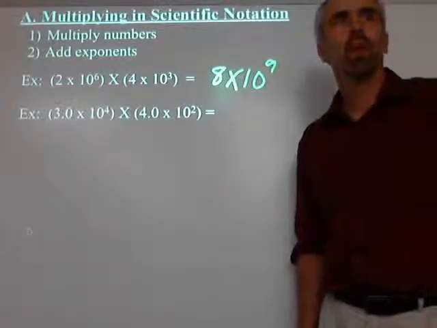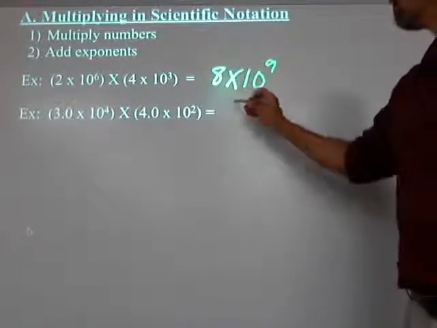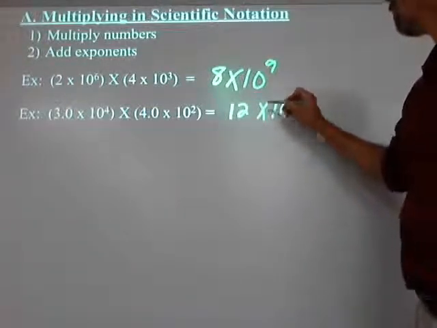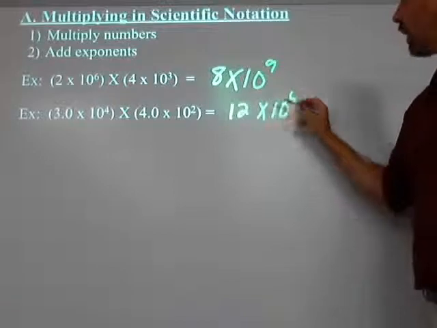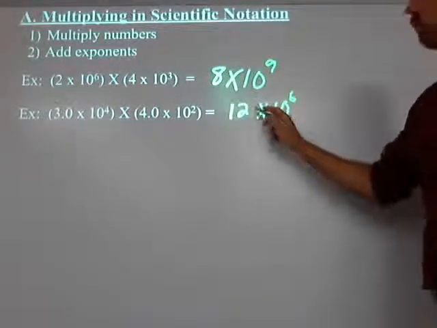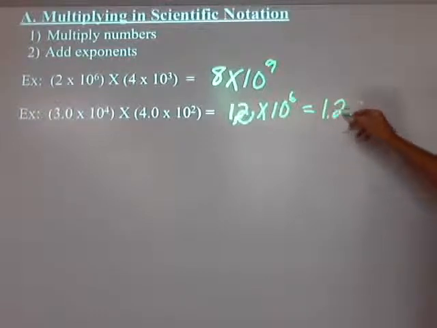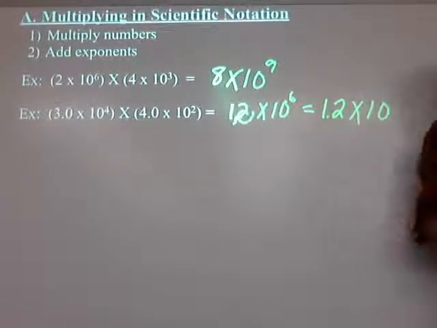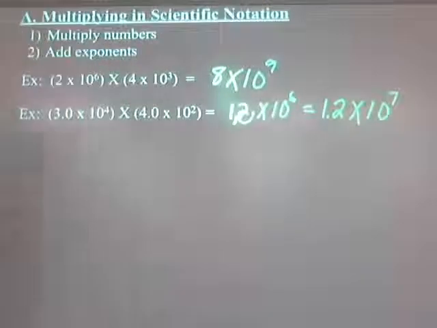Okay. What do you think, Austin? 12 times 10 to the 6. And that seems to make sense. And most people probably have it down. And it's not technically a wrong answer, but there's one thing wrong with it. What is it? It's not in scientific notation. 12 times 10 to the 6 is not in scientific notation. So what will I have to do there? Move that decimal place over one space, which makes it 1.2 times 10 to the what? 7. Good. See? It comes in handy to understand it rather than just memorize it.